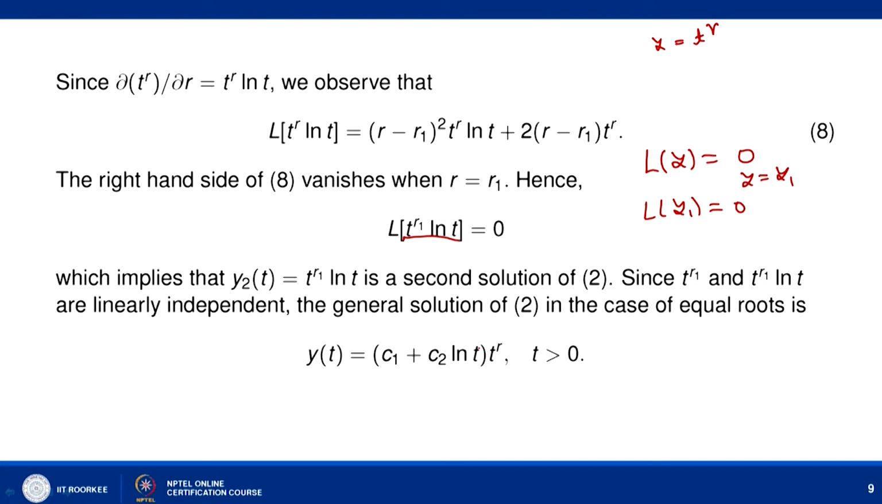we can say that in this case the general solution of equation 2 is y(t) equal to (c1 plus c2 ln t) t to the power r. So, in case of equal roots, our solution is given by y(t) equal to (c1 plus c2 ln t) into t to the power r. We can easily check that t to the power r1 and t to the power r1 ln t are linearly independent solutions. I am leaving this to you.